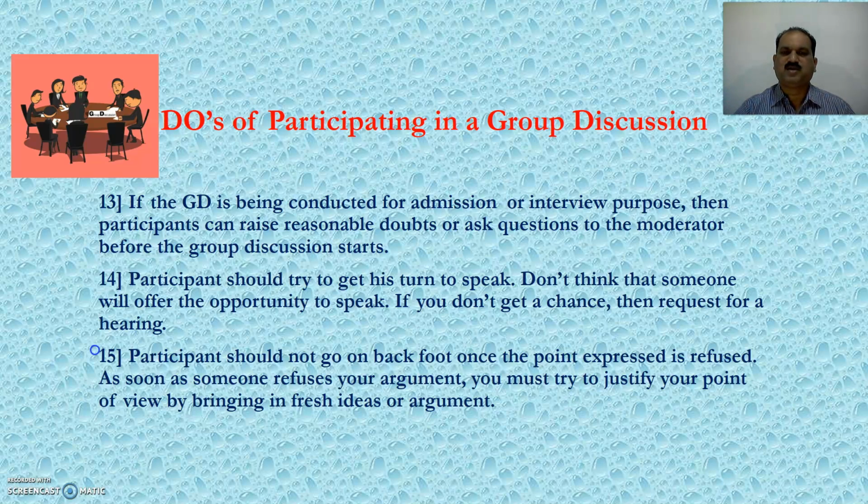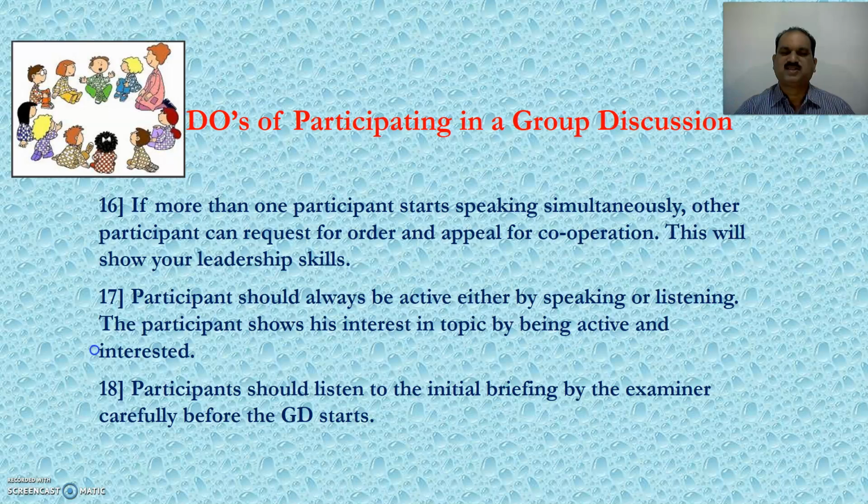Participants should try to get their turn to speak. Don't think that someone will offer an opportunity to speak. If you don't get a chance, then request a hearing. Participants should not go on the back foot once the point expressed is refused. As soon as someone refuses your argument, you must try to justify your point of view by bringing in fresh ideas or arguments. If more than one participant starts speaking simultaneously, another participant can request order and appeal for cooperation. This will show your leadership skills.